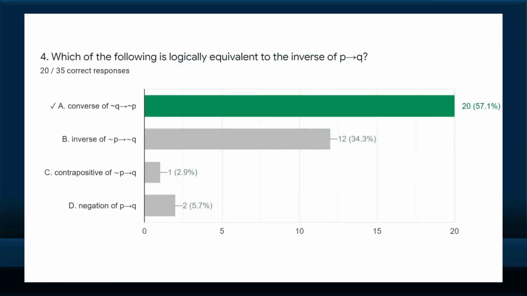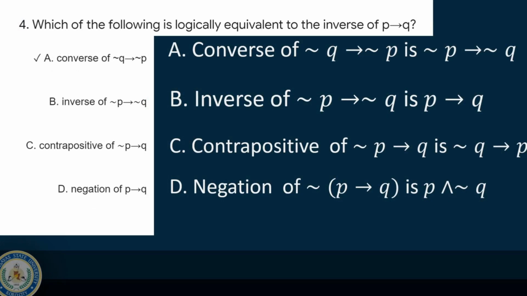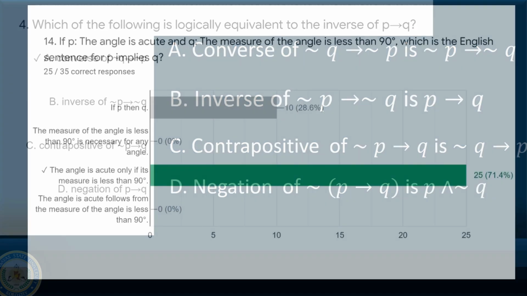Now let's go back to the question. We are looking for the inverse of P implies Q. We are looking for a statement which is logically equivalent to the inverse of P implies Q. What is the inverse of P implies Q? That's not P implies not Q, which is letter A. Let's proceed to the next one.